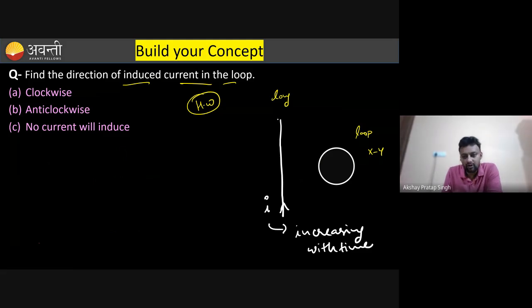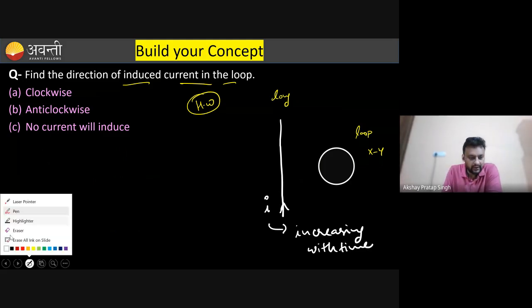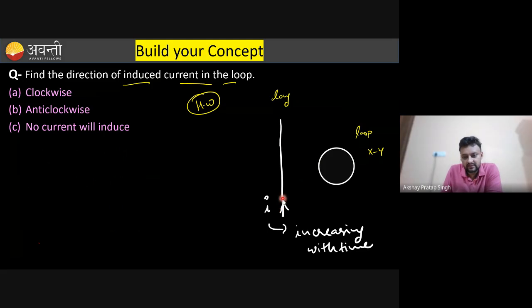If you can see, there is a long wire which has some current I. This current is not constant. Actually, this current is increasing with time. And on the same paper, there is a circular loop placed. The loop is in the XY plane, and the wire is in the Y axis. Clear? So the question says, find the direction of the induced current in the loop.